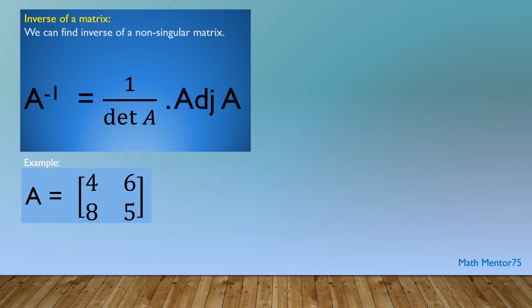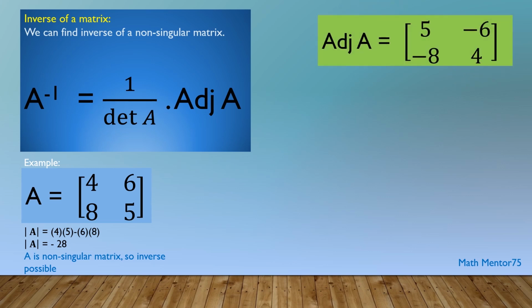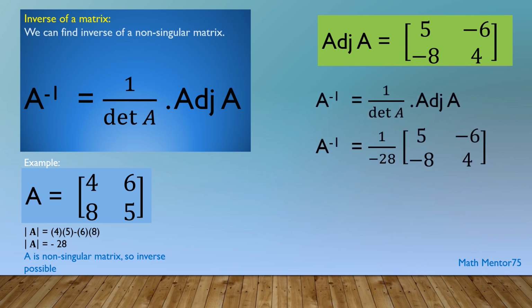Now let's have an example. Matrix A, as we have calculated before, we know its determinant is minus 28. We also know its adjoint. Let's substitute these values in the inverse. So substituting the values, this is our inverse matrix. Now 1 over minus 28. We know in maths we don't keep negatives in the denominator. Let's take it in the numerator.